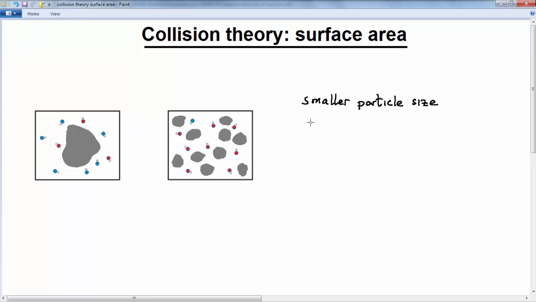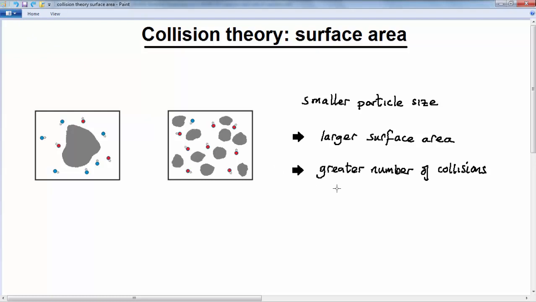So by introducing a smaller particle size or grain size, we're going to increase the overall surface area of the reactants. I'll have a look at that in a minute just to convince you that that is actually what happens. And by increasing the surface area, we're going to have a greater number of collisions, and a greater number of collisions means there's a greater chance of a successful reaction.